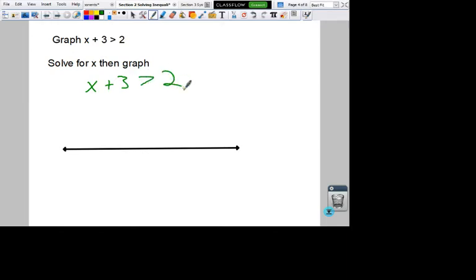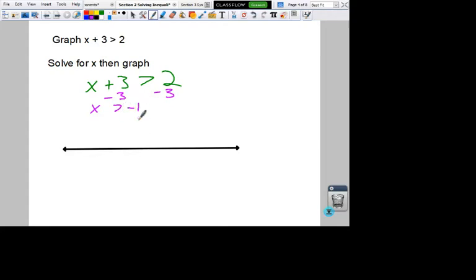So I need to get the x by itself, and it's going to work just like last time. Ivory, how would I solve for x if this was a regular equal sign? What would I do? Do -3 on it. We would minus 3, right? Same thing for inequalities. I'm going to get rid of this plus 3 by doing the opposite, and I'm going to minus 3 on both sides. And I'm going to get x is greater than -1.